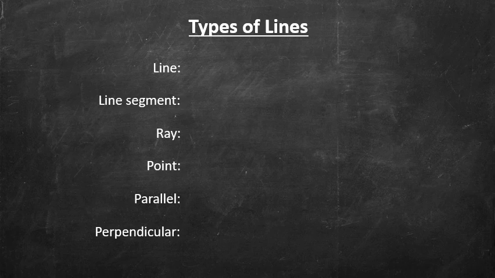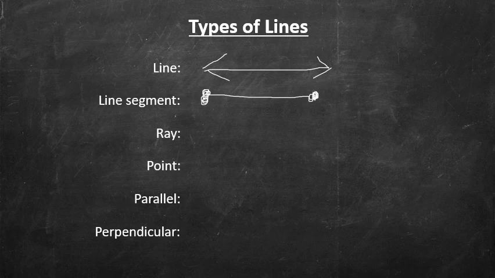Types of lines. A line, that's a line. It's defined by having an arrow on either side. All right, that means that the line goes in either direction without stopping. Okay? All right. Now, a line segment is defined by a point and then your line and then it stops. Okay?